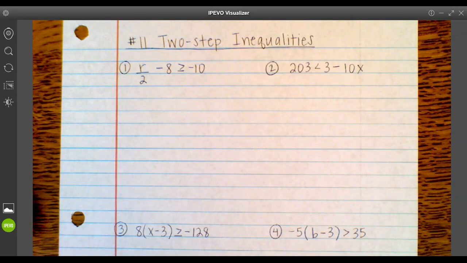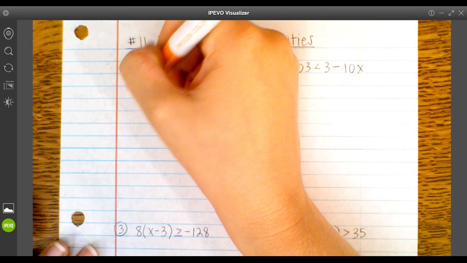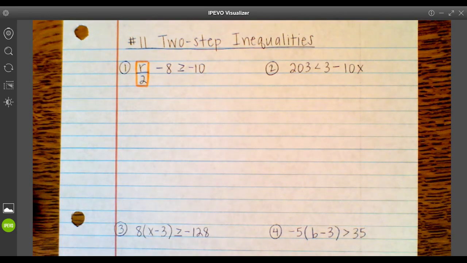Hey everyone! So today we are going to learn about two-step inequalities. And in order to solve two steps, we need to see what operations are going around the variable. So in number one, let's take a look at what's happening. So number one, we want to get R by himself, but right now we've got this subtracting by 8 happening.